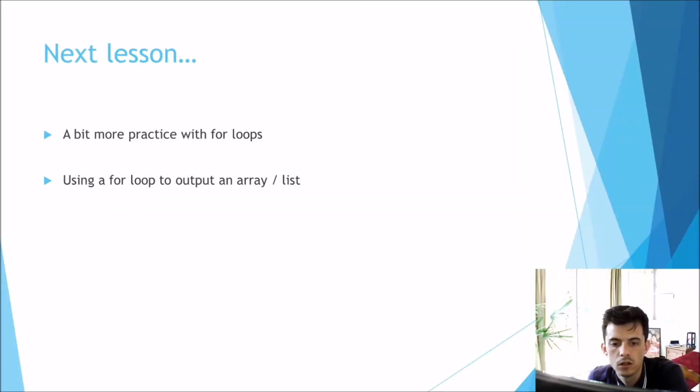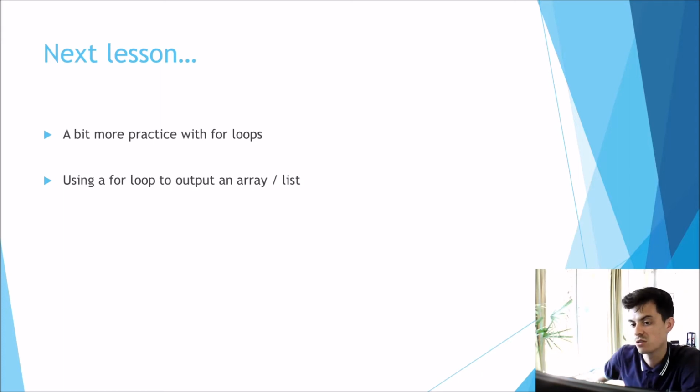Okay, so last lesson we had a little bit of practice with for loops and we started to use them a little bit. And today what we're going to do is we're going to try and use a for loop with an array. So we're going to iterate through a list and output something depending on the number that the for loop gives us.